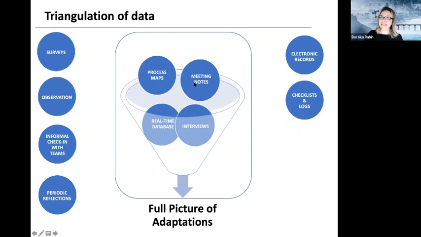Process maps, meeting notes, real-time database, and interviews were our key sources of data. And so we are now compiling, and there's one paper that is revised and resubmitted, and one that we are going to submit soon, showing how these results come together to provide a full picture of adaptations. But this is just to say that any of these approaches would be appropriate. Generally, you will want to use multiple types of data sources and triangulate those.